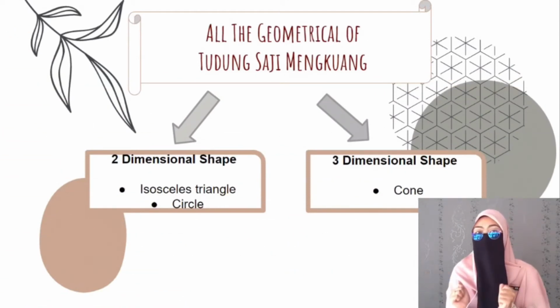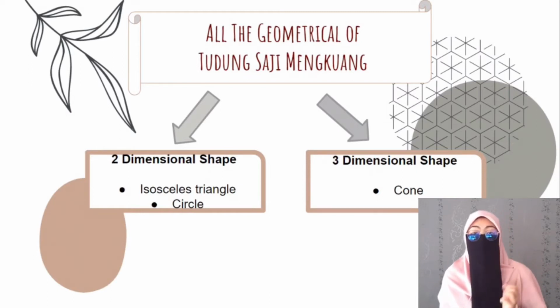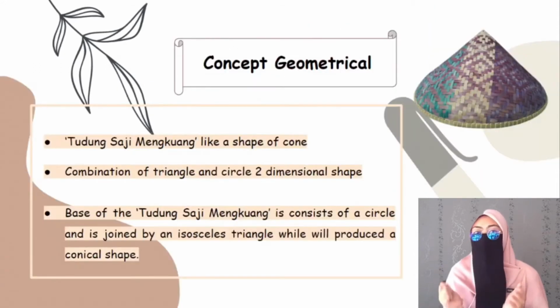I want to elaborate on the geometrical shapes of the Tudung Saji Mengkuang. First, the two-dimensional shapes are the isosceles triangle and the circle. The three-dimensional shape is the cone. The concept of geometric shape applies to the Tudung Saji Mengkuang as a cone. From the cone, we get the right triangle, meaning from the center of the base to the apex of the Tudung Saji Mengkuang. A right triangle, we can conclude this is an isosceles triangle.